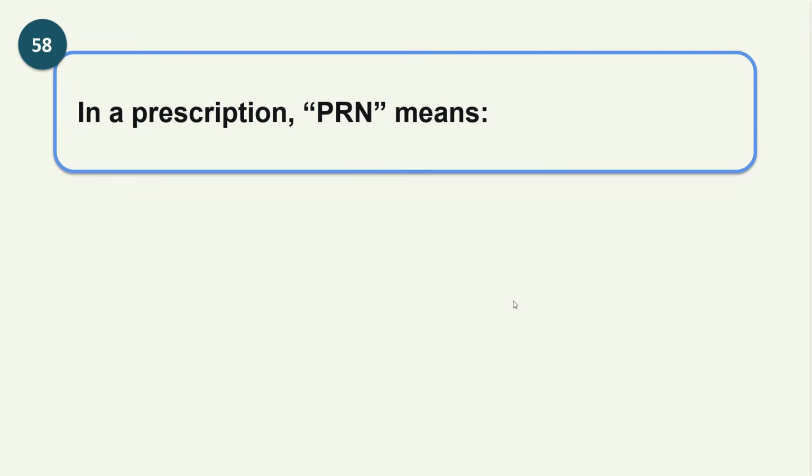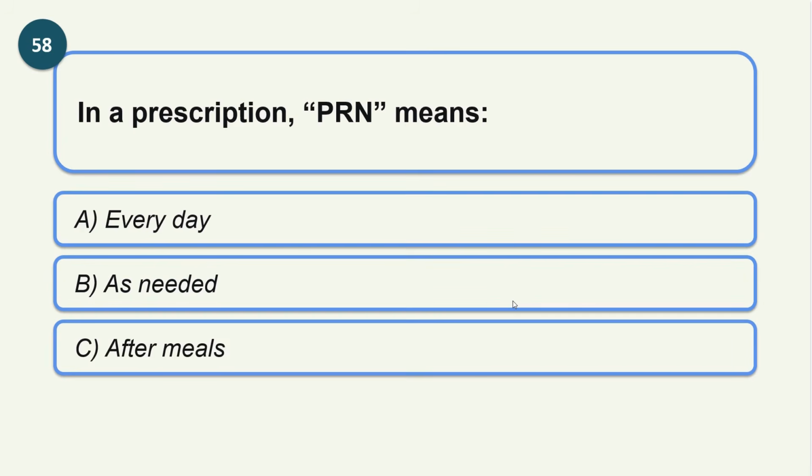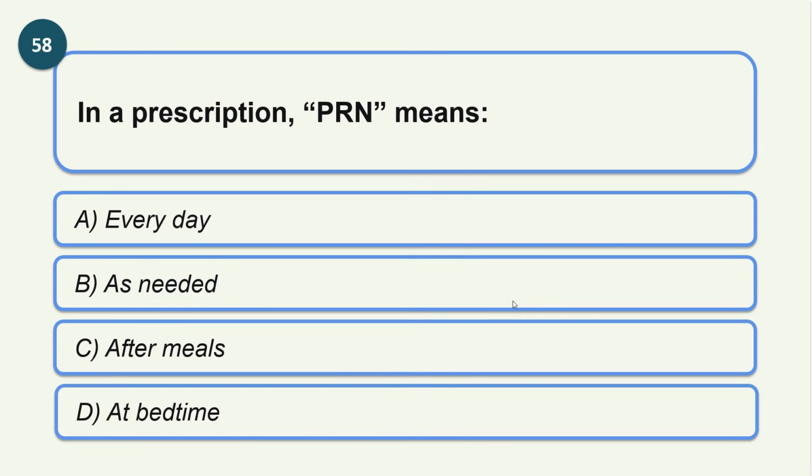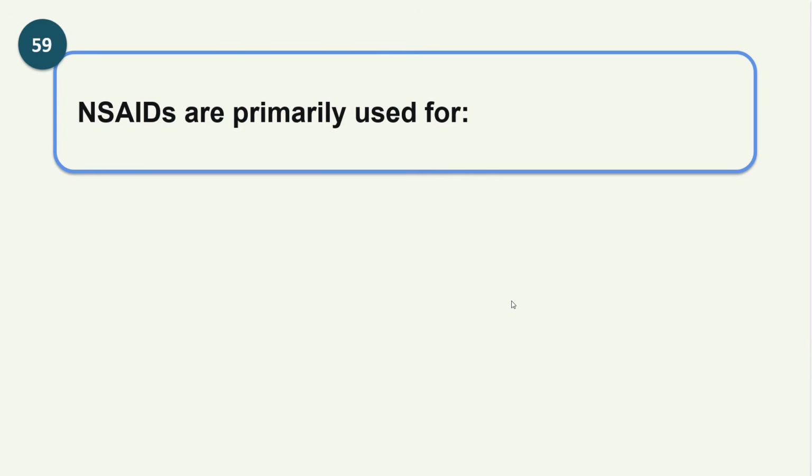Next, in a prescription, PRN means A. Every day, B. As needed, C. After meals, D. At bedtime. Correct answer is as needed. PRN means as needed.